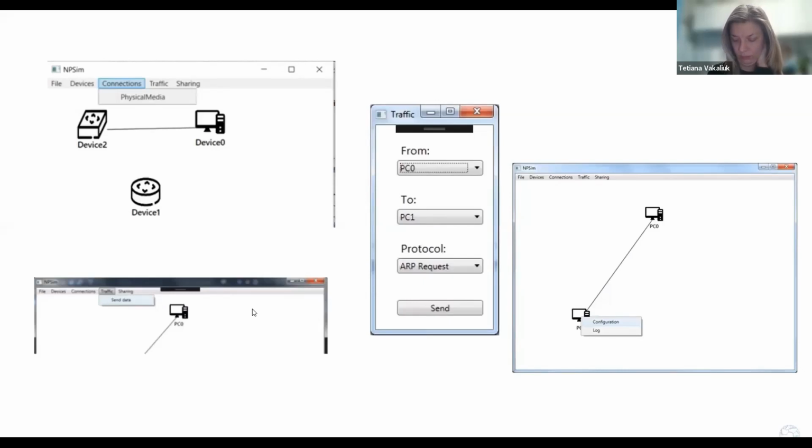To create traffic, you need to open the traffic create window using traffic and data. In the window that opened, you need to select the device from which the data will be sent, the device to which it will have to reach, and what type of protocol will be encapsulated.